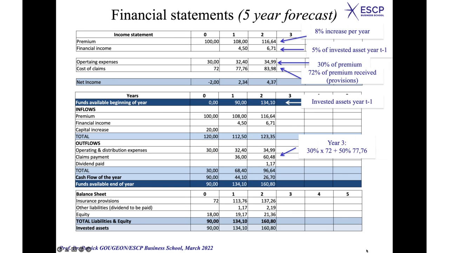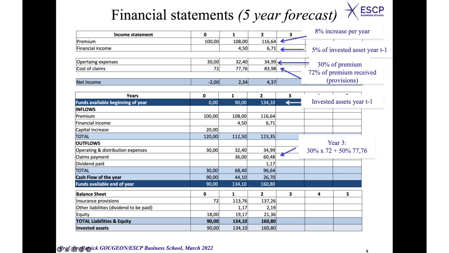So you have a total inflow of 123.35. Operating and distribution expenses, I don't insist, it is again 34.99, 30% of premium, which are paid immediately. That's why you have it there. Now, what about the claims payment? 60.48, where does it come from?